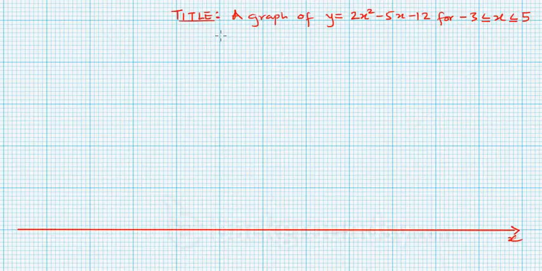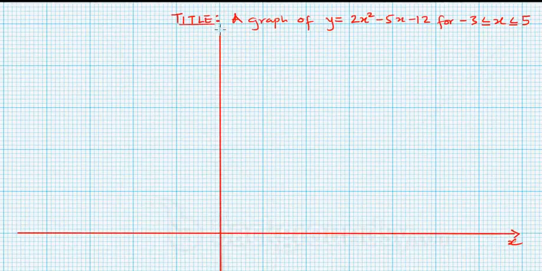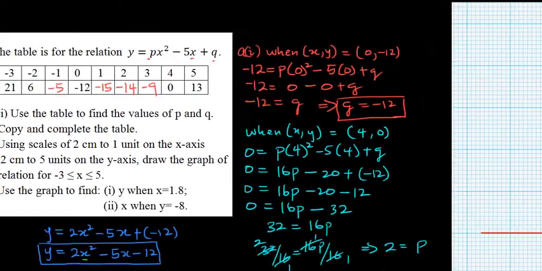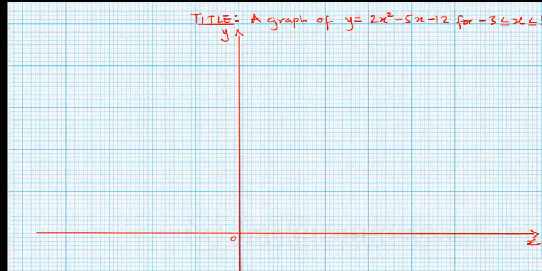Let's take our y-axis from here. 2 centimeters for 5 units. Bring this down, please. Okay, it's okay like this. So 2 centimeters for 5 units. This is our y-axis. Let's take this as our origin, 0.